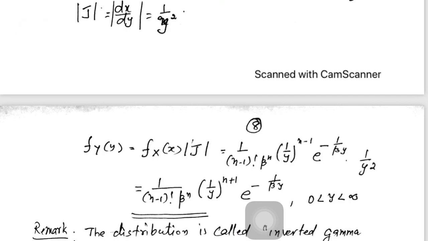fy of y is equal to fx of x into modulus of Jacobian, that is equal to 1/(n minus 1) factorial b to the power of n, then instead of x we can write 1/y, 1/y to the power of n minus 1 e to the power of minus 1/beta into y, into the modulus of Jacobian, that is 1/y square.